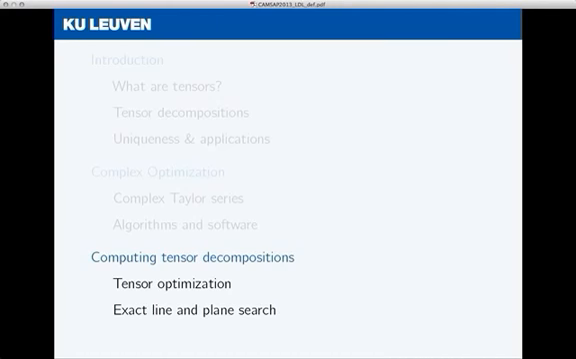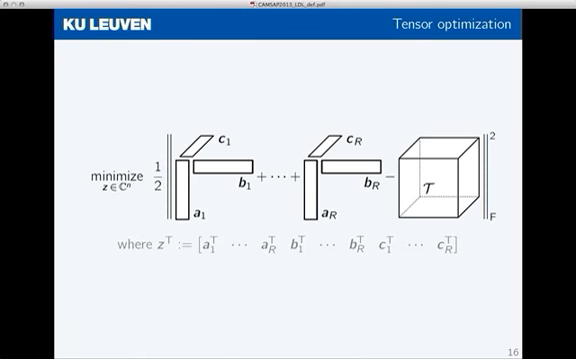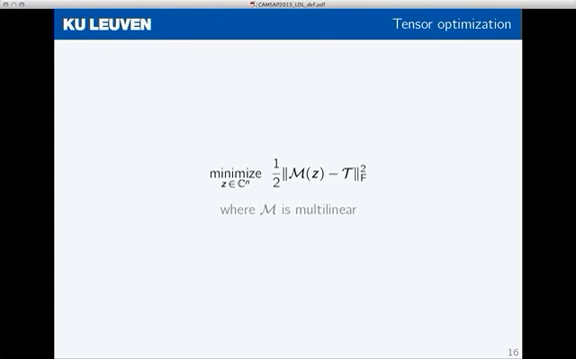And then we come to tensor decompositions. This is CPD. This is what we want to do. So it has this form. T is the tensor that is given. We have some multilinear expression of the unknown parameter Z. In this case, it is a canonical polyadic decomposition. And we have made it more general than that. Actually, we take any multilinear expression of a parameter vector, not necessarily a decomposition.